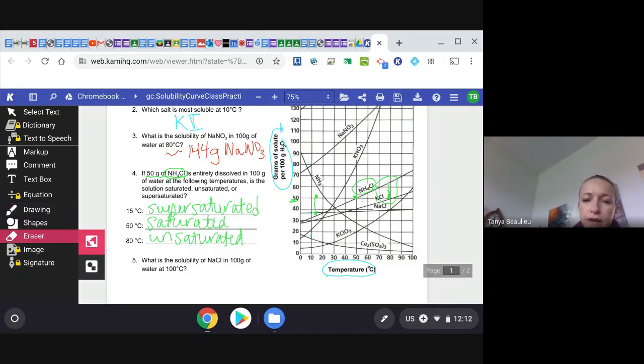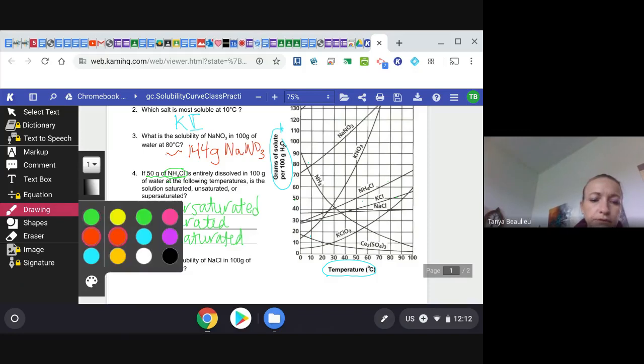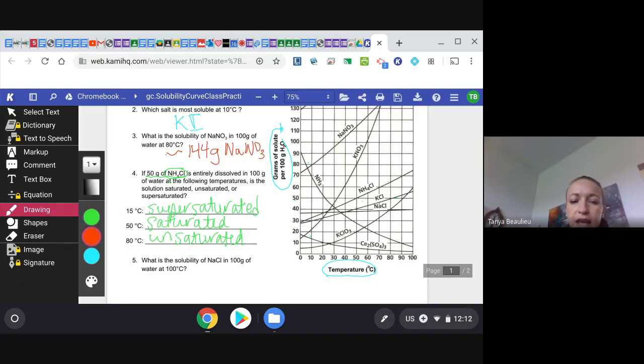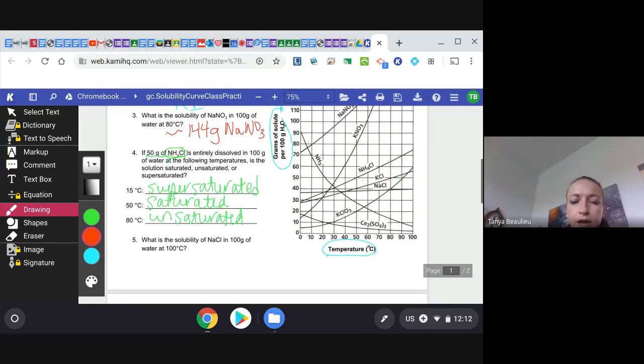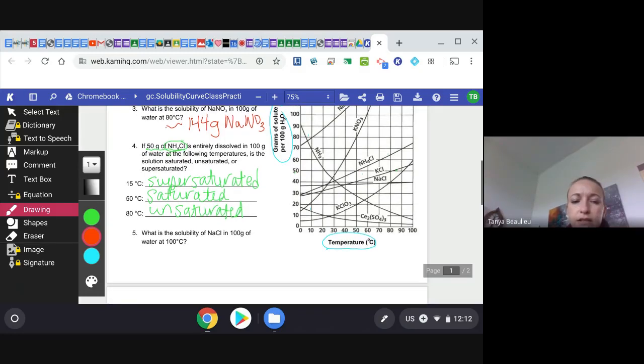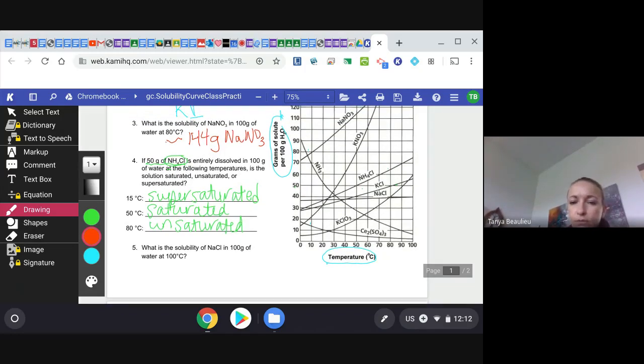All right, I'm going to erase these now too, to make it easier for the next question. All right, so our next question there. What is the solubility of sodium chloride in 100 grams of water at 100 degrees Celsius? So it's just asking you for its saturation point again.